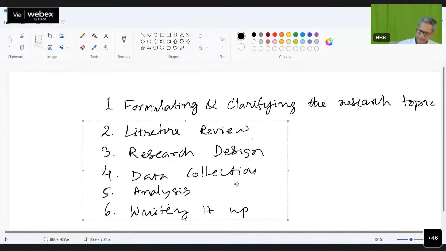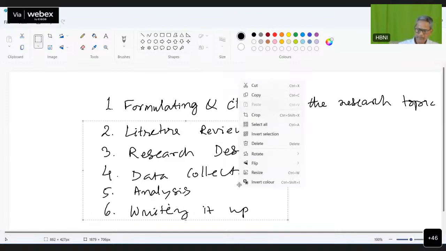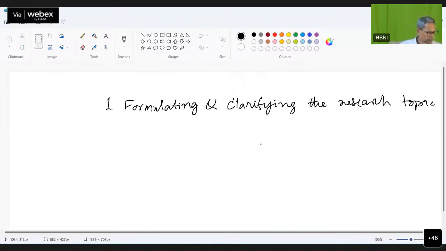So today we will try to understand how we can formulate and clarify the research topic. Normally, there are three steps we will be following to formulate a good research topic. Out of the three steps, the first step is identifying.